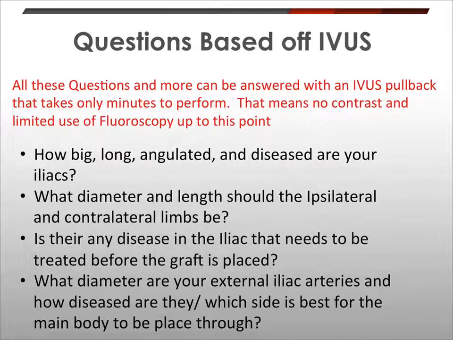The next slide, the questions that we ask: how big, long, angulated, and diseased are the iliacs? In this case, they're not terribly diseased. I know what the length is based on spot fluoro measurements and the 1 centimeter markers on the IVUS catheter itself. I know both the ipsilateral and contralateral limbs with 2 quick IVUS runs. I don't think there's any significant iliac stenosis in either the external or the common, so I don't need to do any pre-ballooning or dilator sheaths, etc. And I know the diameter and how diseased the externals are. In this case, I chose the right side for the main body device.